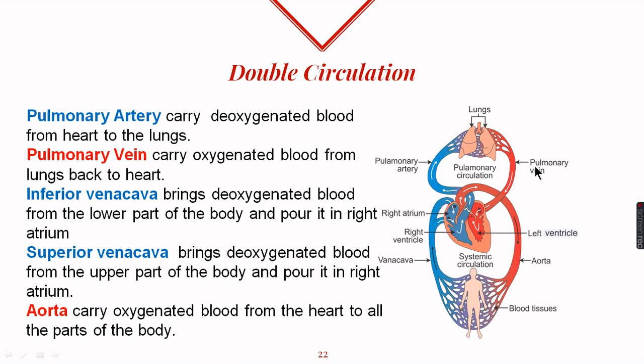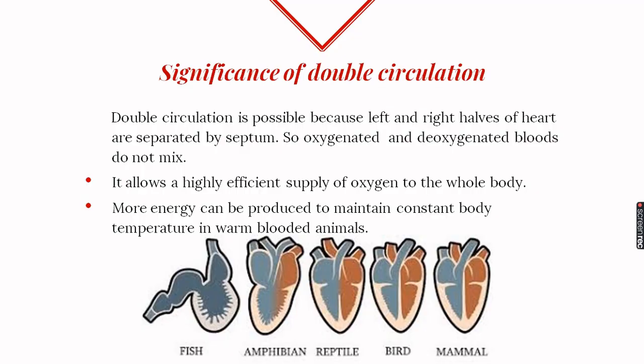Okay, so now we come back to the pulmonary circulation. In pulmonary circulation, pulmonary artery is taking blood from the heart to the lungs and pulmonary vein from the lungs to the heart. Now we will see the systemic circulation. From the heart, blood is taken to all the parts of the body with the help of aorta, and from the body, blood is brought back to the heart with the help of vena cava, which are superior vena cava and inferior vena cava. Double circulation plays a very significant role. Before discussing the significance of this double circulation, we will discuss the hearts of the other vertebrates.